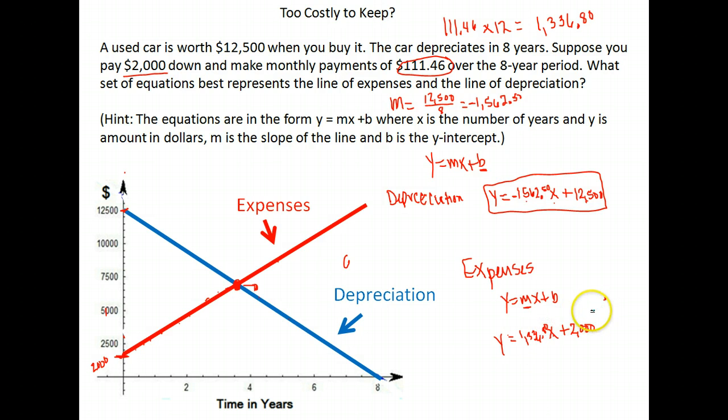So that is the slope of our line. For your expenses, to find the slope of your line, what you want to do is take your monthly payment times 12, and that will tell you how much you're paying each year. So again, here are my two equations for this graph. The depreciation is negative 1,562.50x plus 12,500, and the expenses equation is 1,336.80x plus 2,000. Notice they have a negative slope for depreciation, that's why its line's going down, and a positive slope for expenses, that's why it's going up.